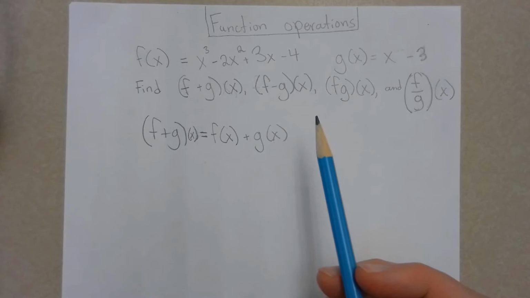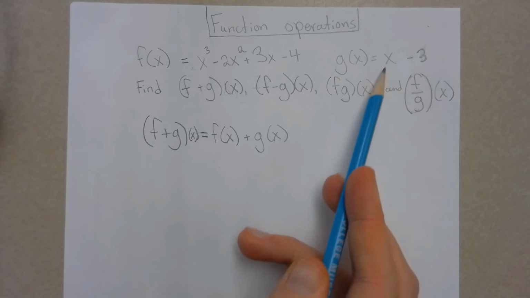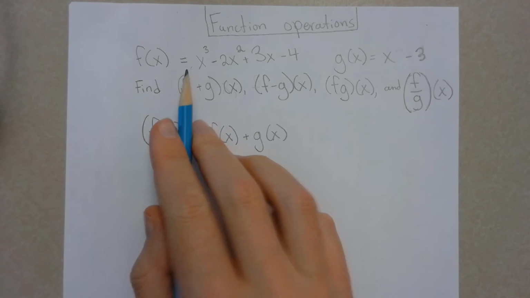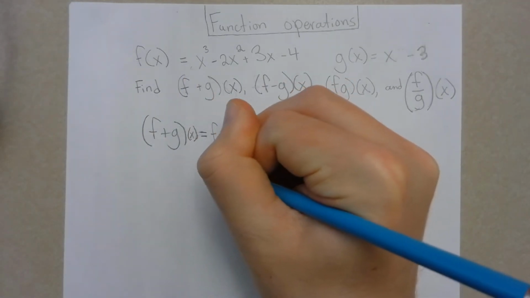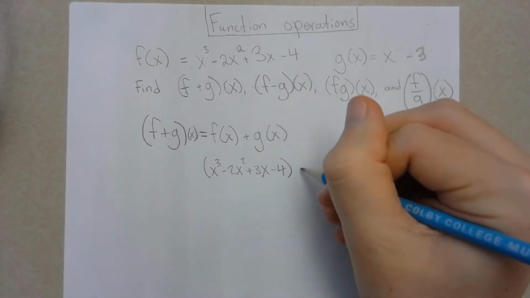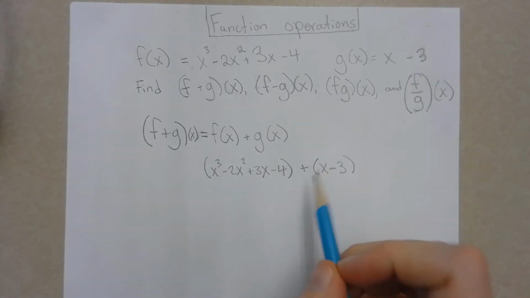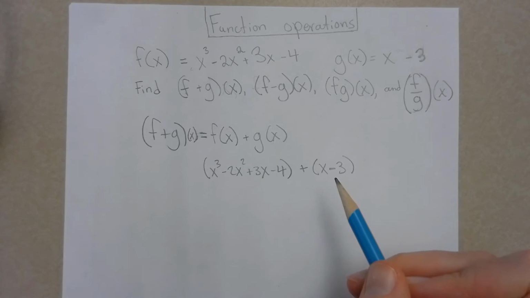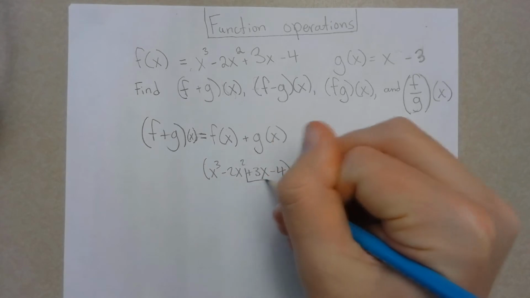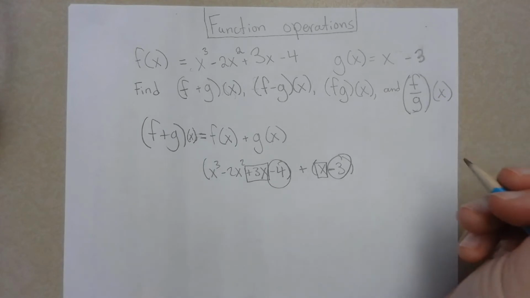Now we just fill in what we know. All right, f of x is here, g of x is here. We'll fill it in, combine like terms, and that's it. So f of x, we've got x cubed minus 2x squared plus 3x minus 4 plus g of x, which is x minus 3. Nothing to distribute here. I'm just adding, so I can just go ahead and combine like terms. We've got 3x and x, and then negative 4 and negative 3.